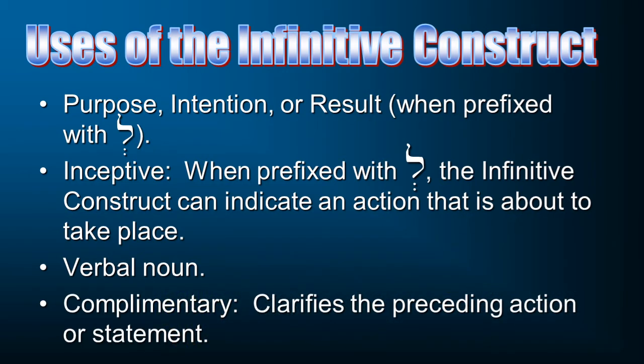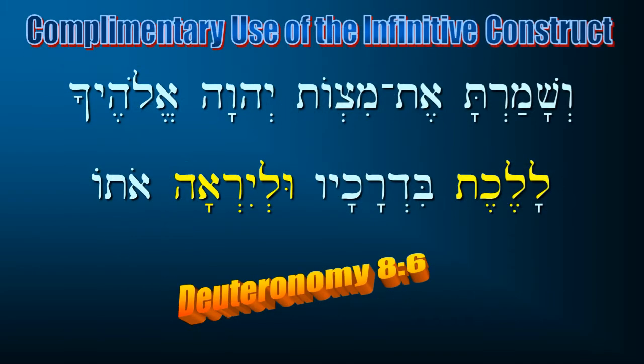Finally, we have the complementary infinitive. This clarifies the preceding action or statement. We have the example of the complementary use of the infinitive construct, Deuteronomy chapter 8 and verse 6, where we see, Vashamarta, and you will keep et mitzvot, you will keep the commandments of Adonai Eloheka, of the Lord your God.